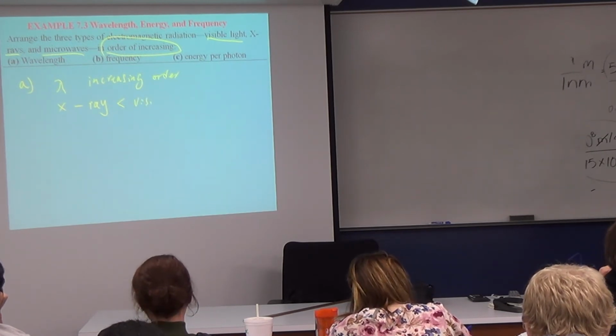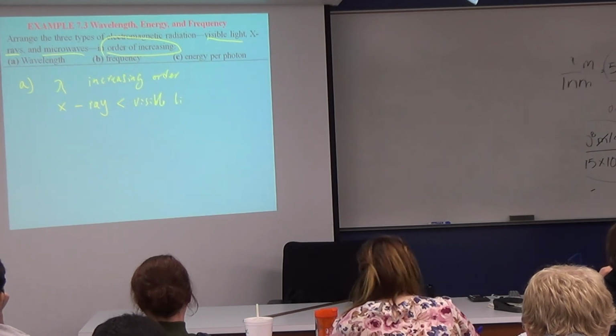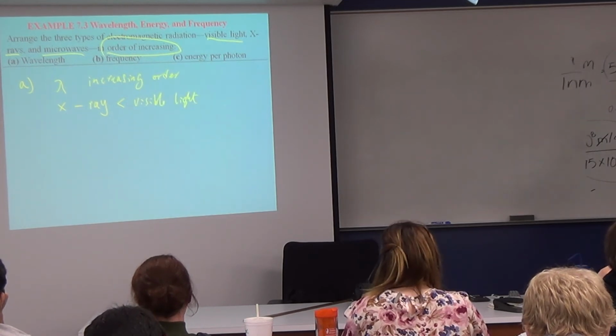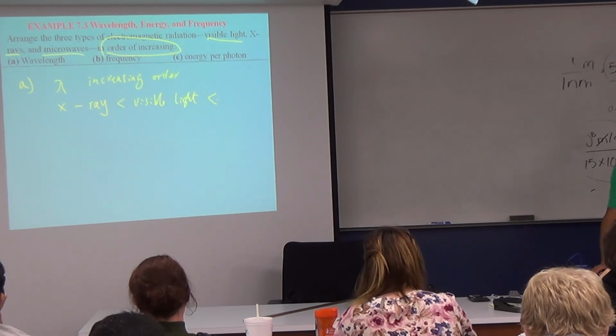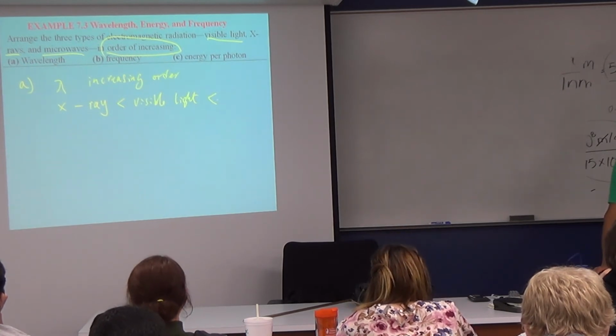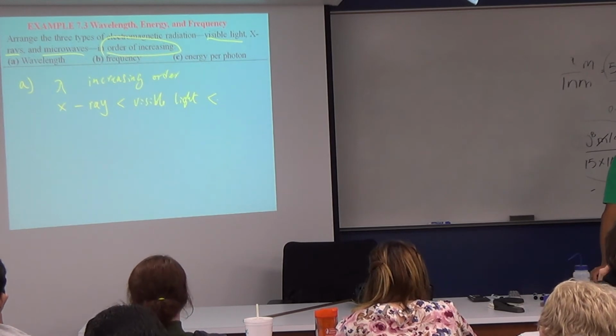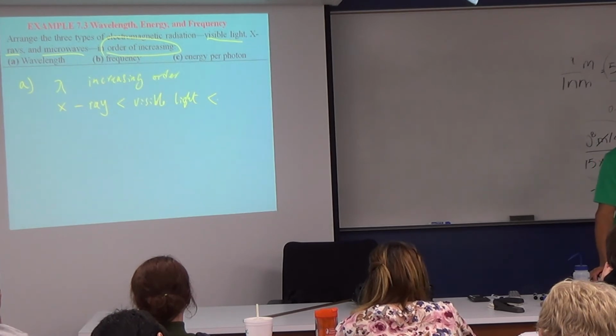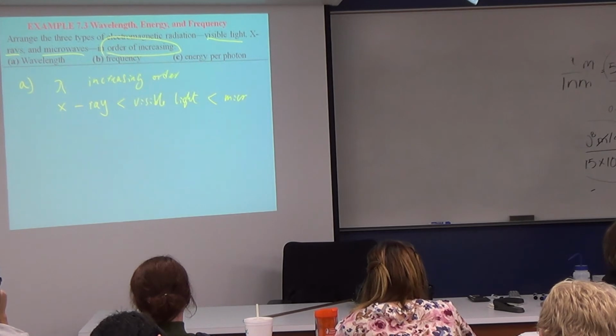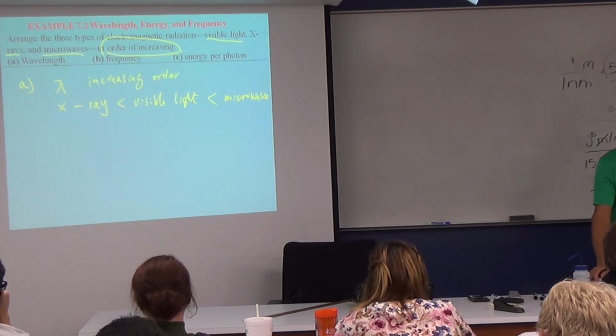Next one with the visible light. In other words, the visible light has a longer wavelength than X-ray. So that's increasing order, right? So the visible light has a longer wavelength than the X-ray. Then the last one with the microwaves, and that will have the longest wavelength.